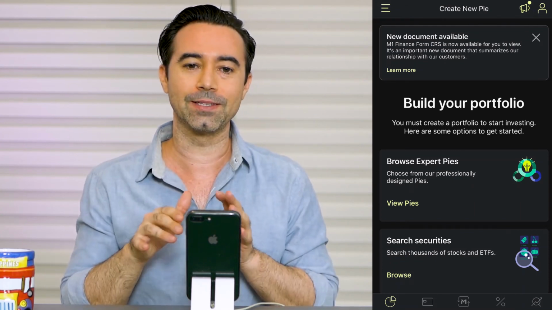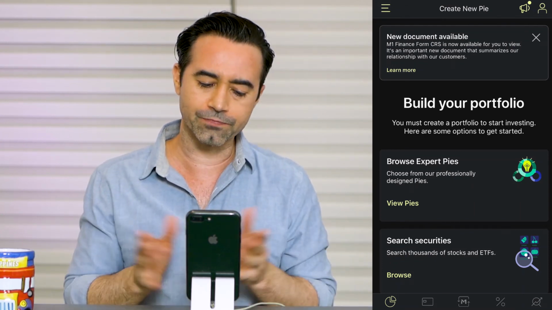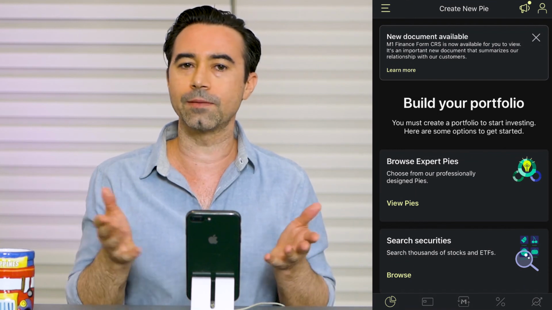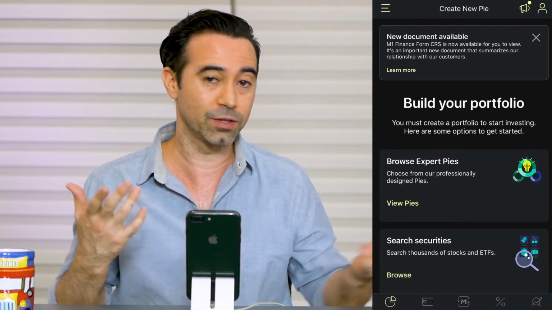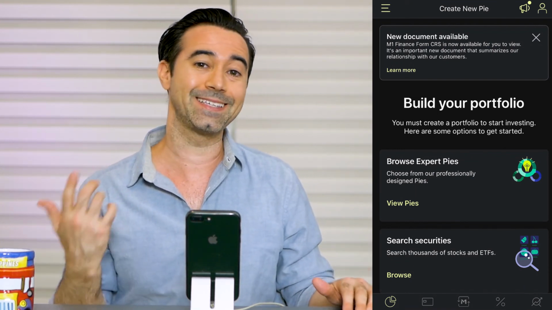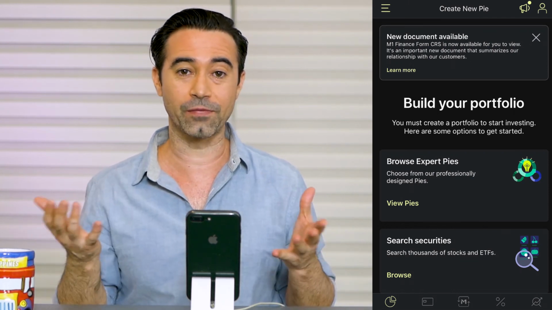What you need to do is you need to create a pie to start out. So I think that probably the best and easiest thing for you to do might be to just pick an ETF that's a diversified ETF.